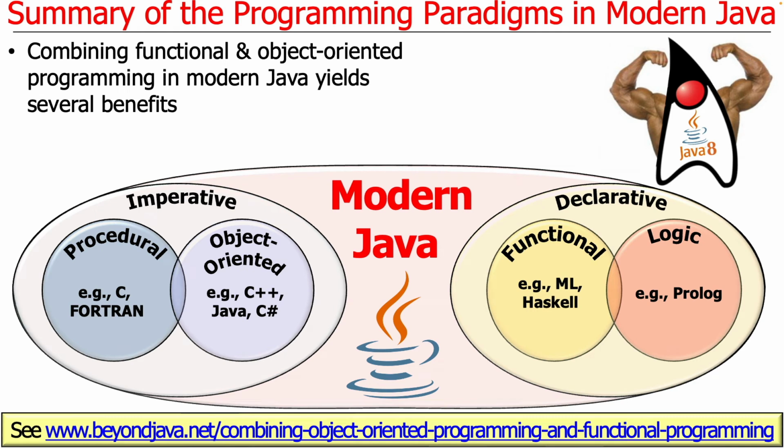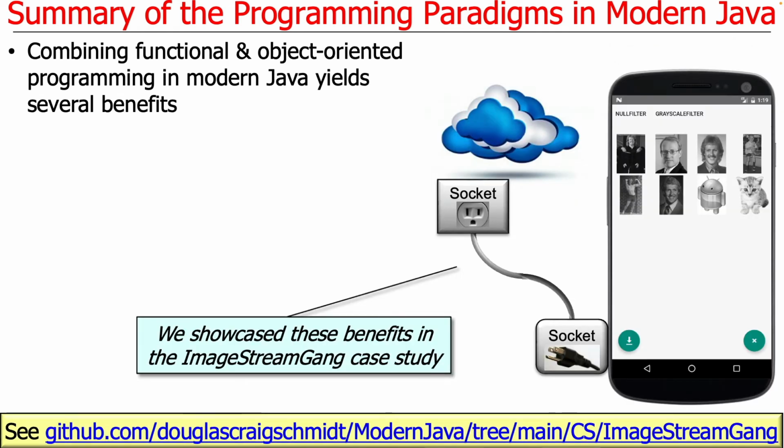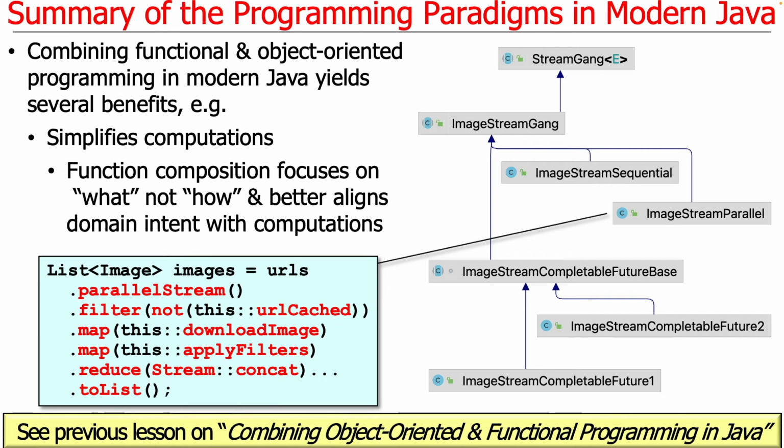Combining the functional and object-oriented programming paradigms in modern Java yields several benefits. We showcase these benefits in the context of the ImageStreamGang case study explored earlier in this lesson. The functional programming features in modern Java help to simplify computations by applying function composition, which focuses on the what, not the how, and thus better aligns domain intent with computations.